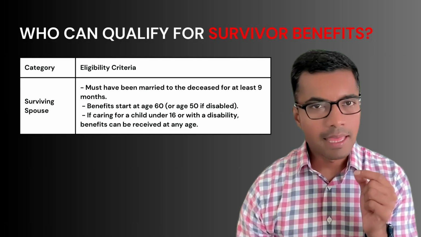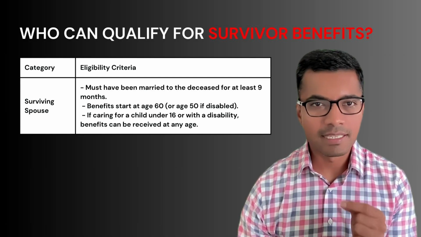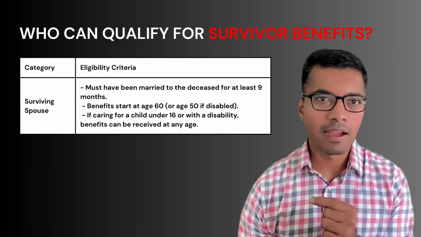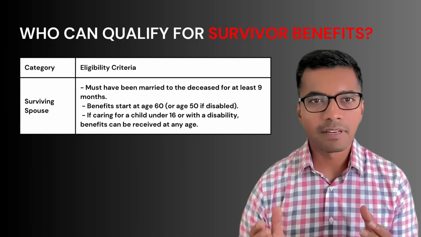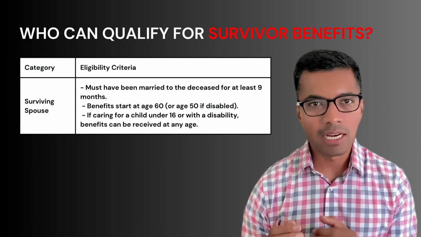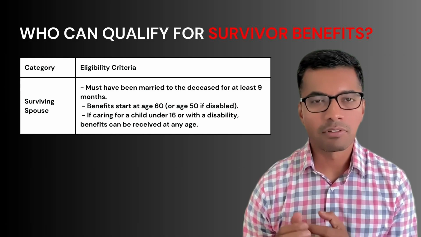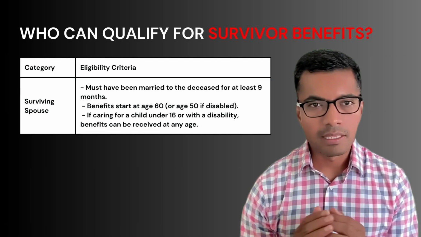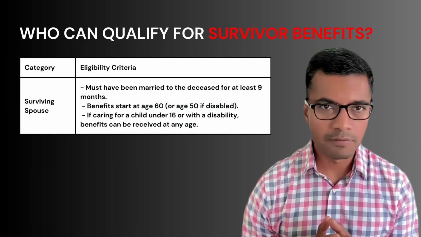Second, they can apply for these benefits only after age 60, or at age 50 if they are disabled, or if they are caring for a child of the deceased worker and the child is below 16. Then they are eligible for the survivor benefits. Keep in mind, the amount could change depending on when you apply for these benefits.